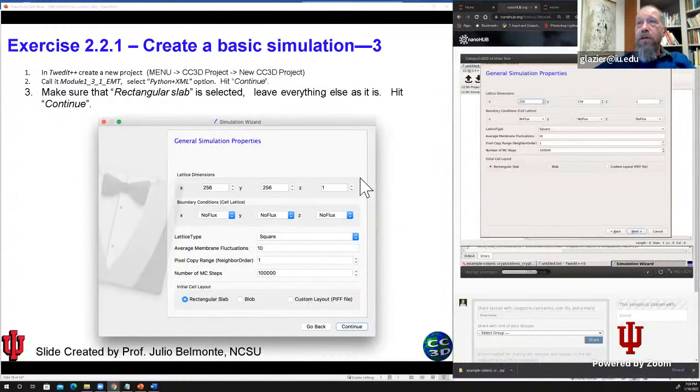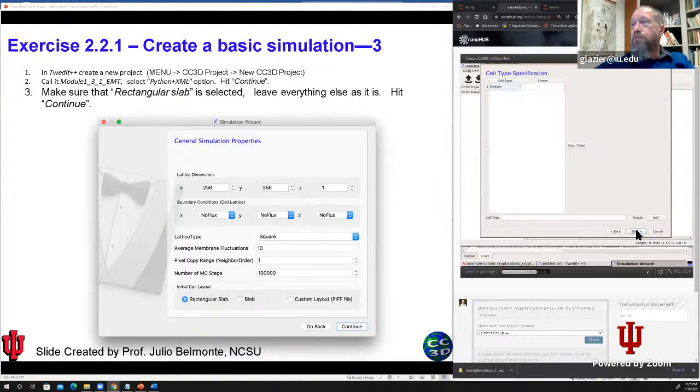And we can leave everything, I think, as is in this simulation. Notice this pixel copy range, which is that interaction range that I was explaining earlier. So that number now maybe has some meaning as we've seen it in the simulation explanation. Okay, hit continue or next.